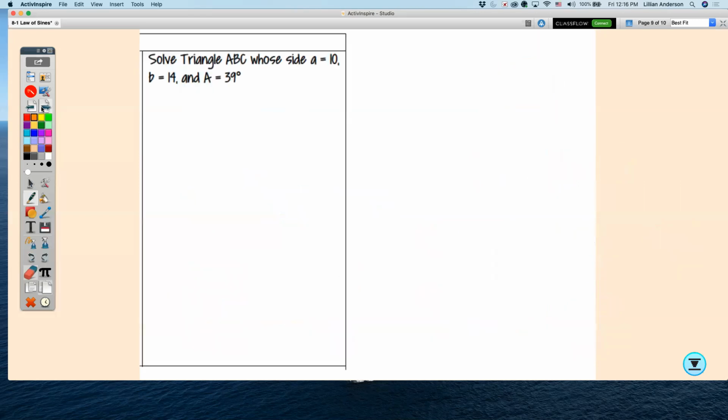Let's go back to the notes. Let's take a look at this one. Let's solve the triangle ABC whose side A is equal to 10, B is equal to 14, and angle A is equal to 39. Let's draw it out.